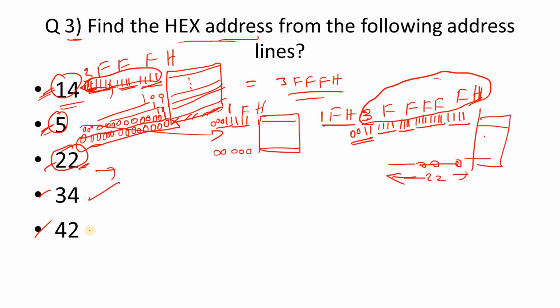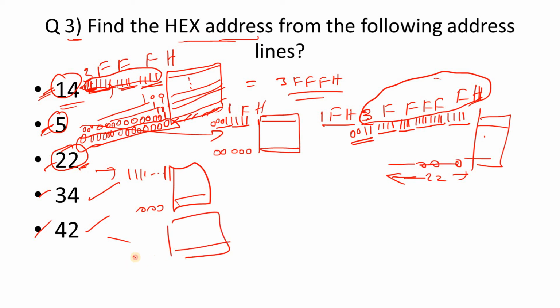Like this, we find 34 and 42 also. The initial location is 34 zeros and the final location is 34 ones. Same for 42: the initial location is 42 zeros and the ending location is 42 ones. Group them in 4 bits, and only then can you get the exact hexadecimal value of this memory size.